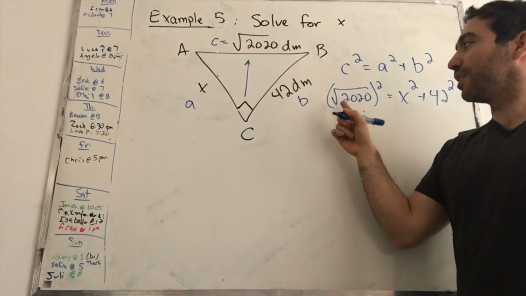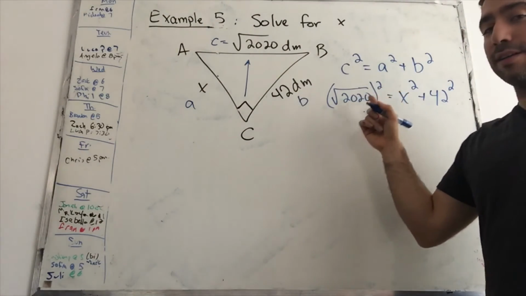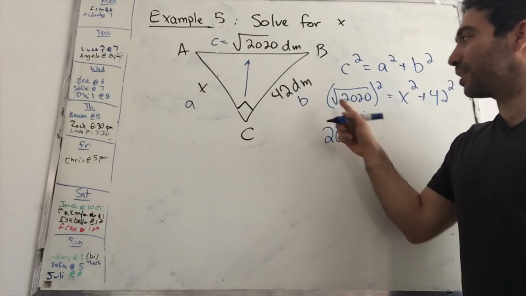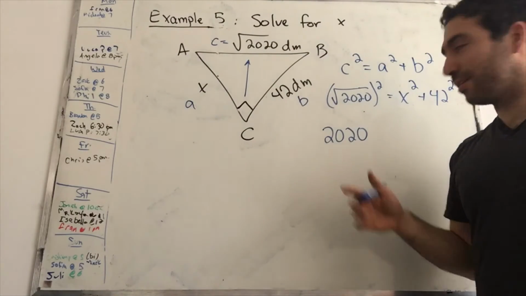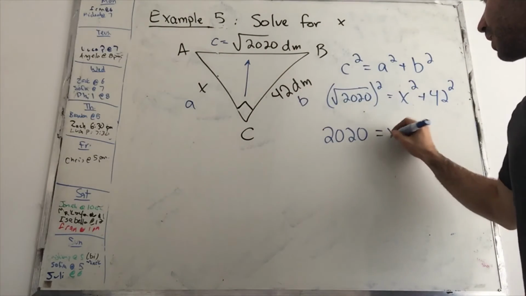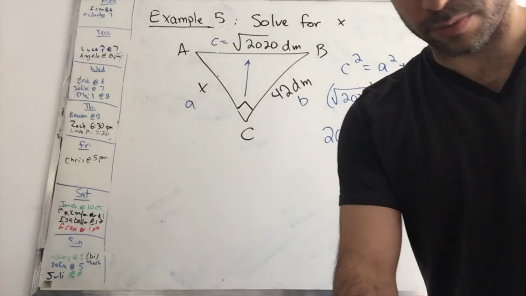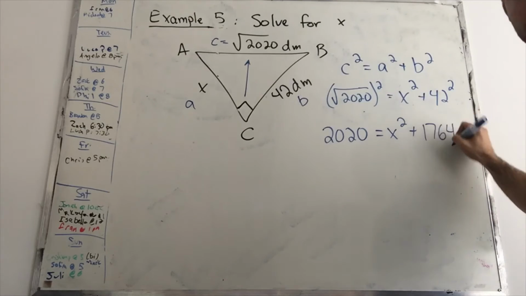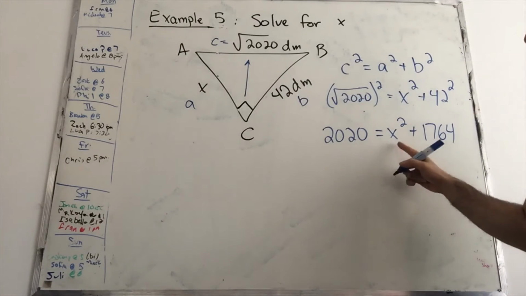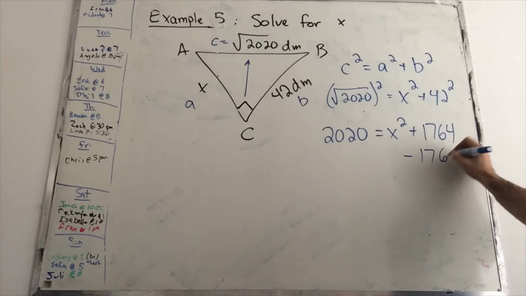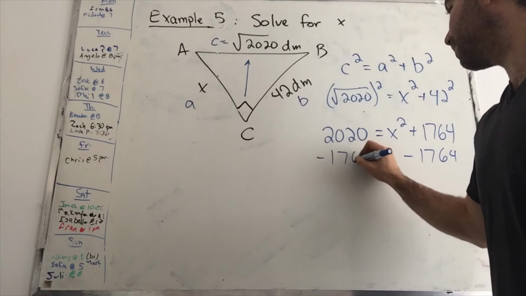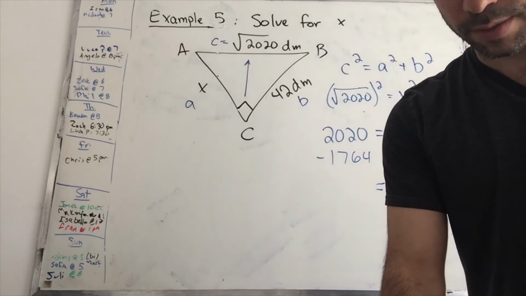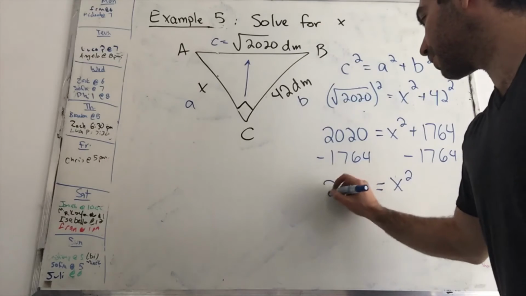And if you do this on the calculator, the square root of 2020, all squared, should give you back 2020, because the square root and the square cancel each other out. So we just get 2020 equals x squared plus 42 squared. So 42 squared is 1,764. Again, we're solving for x squared. We subtract the 1764 because we want our numbers on the same side. 2020 minus 1764, we get 256.